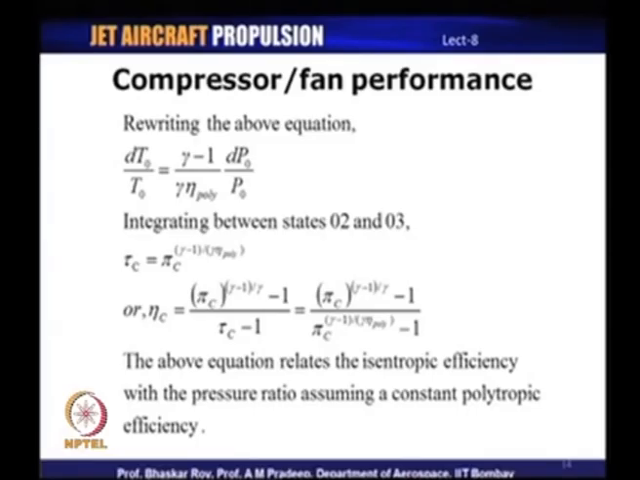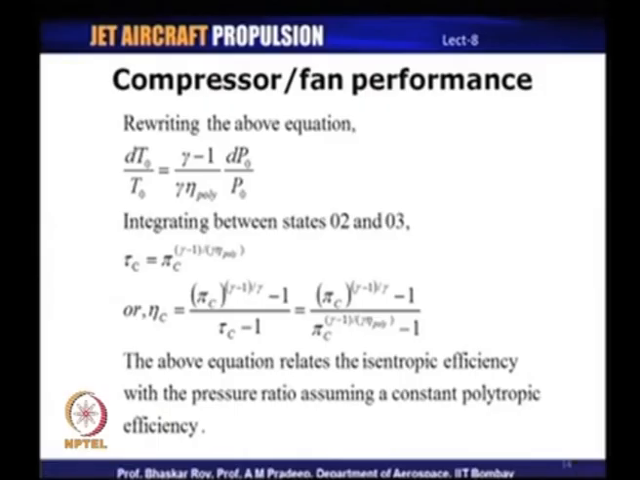Now, this we can again use in our efficiency definition that we have just now seen. Therefore, isentropic efficiency of a compressor eta c is equal to pi c, which is the compressor pressure ratio, raised to (gamma minus 1) by gamma, minus 1, divided by tau c minus 1. This is also equal to pi c raised to (gamma minus 1) by gamma, minus 1, divided by the expression where tau c is expressed as pi c raised to (gamma minus 1) by (gamma into eta polytropic), that we can substitute here.